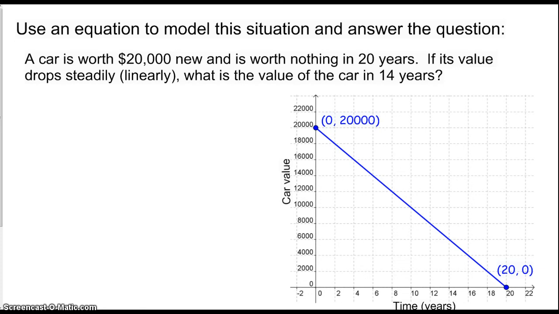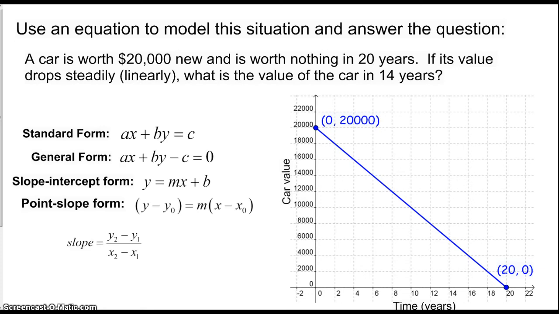Well, let's see. What do we know about equations? So there's a lot of different forms of equations, right? There's a standard form, a general form, a slope-intercept form, a point-slope form, and we also have the slope formula. So there's a lot of things we know about equations of lines. All right. So first what we have to do is pick what we think is going to be a good model.